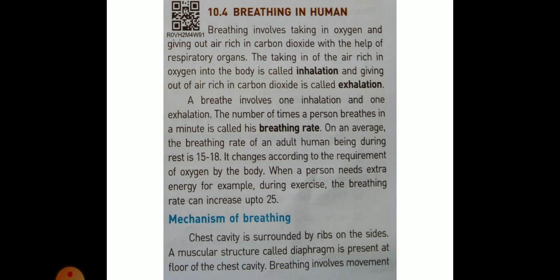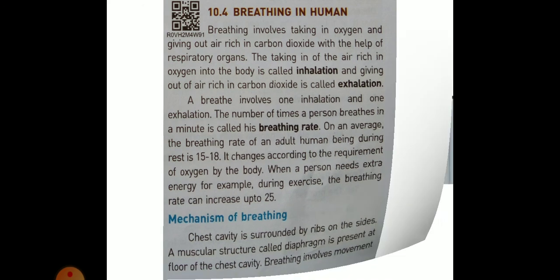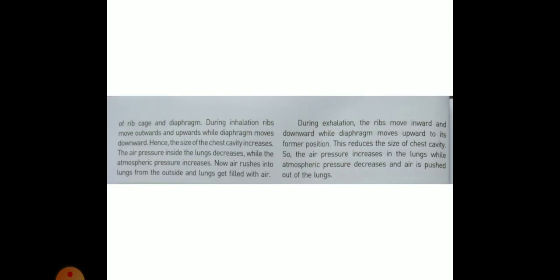Mechanism of breathing. The chest cavity is surrounded by ribs on the sides. A muscular structure called the diaphragm is present at the floor of the chest cavity. Breathing involves movement of the rib cage and diaphragm. During inhalation, the ribs move outward and upward while the diaphragm moves downward. Hence, the size of the chest cavity increases.